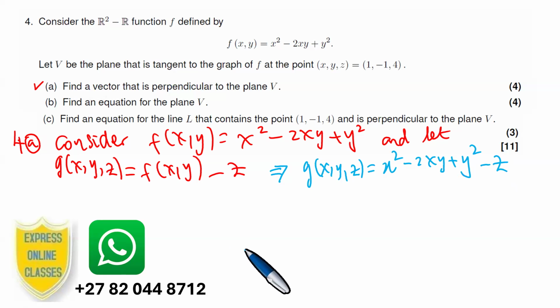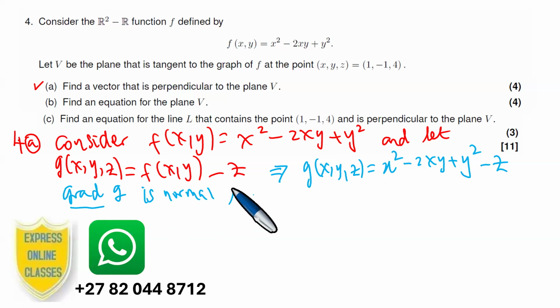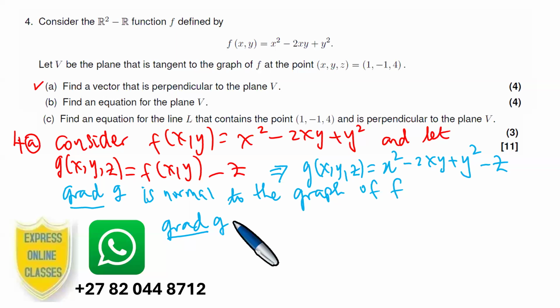Upon careful examination, we are moreover able to note that the gradient of the function g is a vector that is normal to the graph of f. At this point, we can find the gradient of the function g. And g is a function of three variables, x, y, and z.